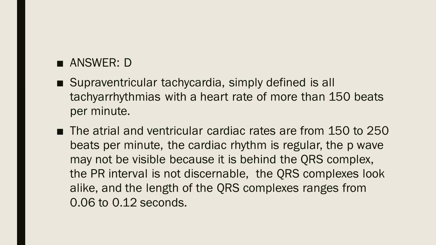The cardiac rhythm is regular. The P wave may not be visible because it is behind the QRS complex. The PR interval is not discernible. The QRS complexes look alike, and the length of the QRS complexes ranges from 0.06 to 0.12 seconds.